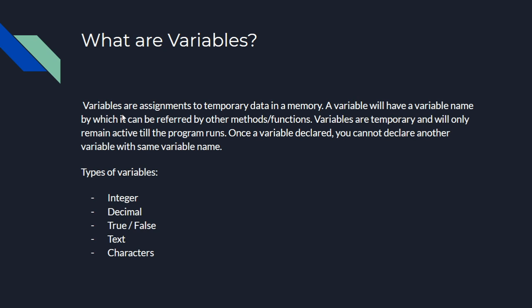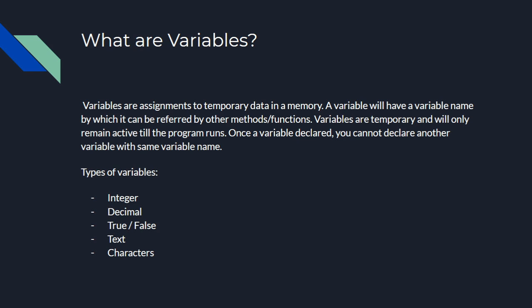Getting started with variables. Variables are assignments to temporary data in memory. A variable will have a variable name by which it can be referenced by other methods and functions. When you declare a variable, it is declared by a reference name, which cannot be a keyword. We will learn the identifier rules in the next slide.